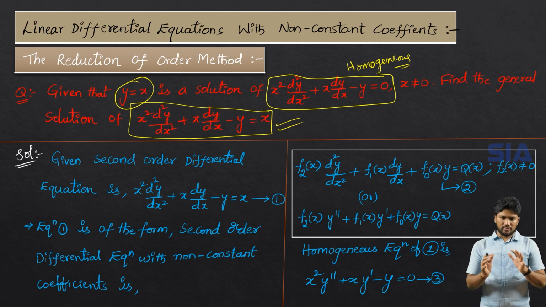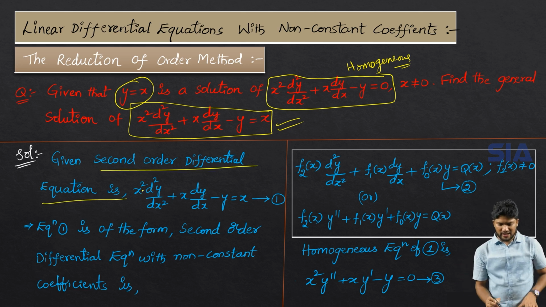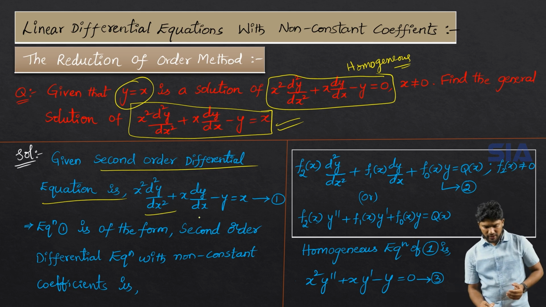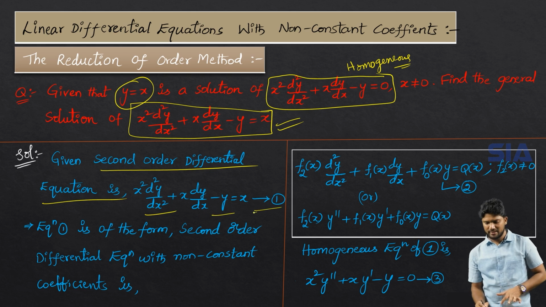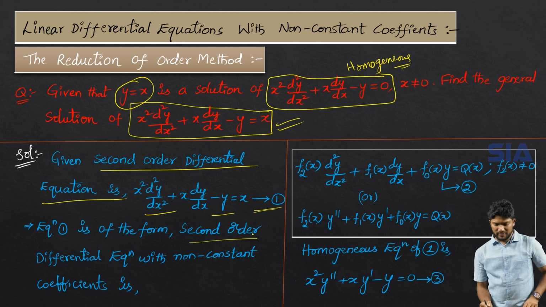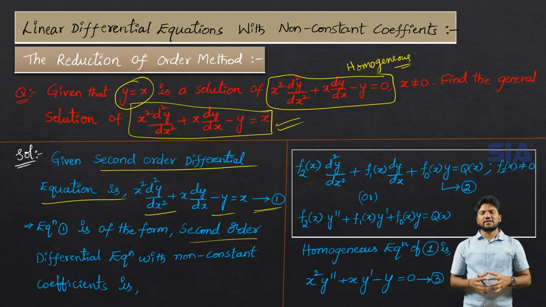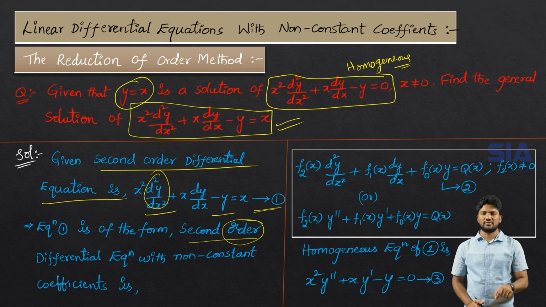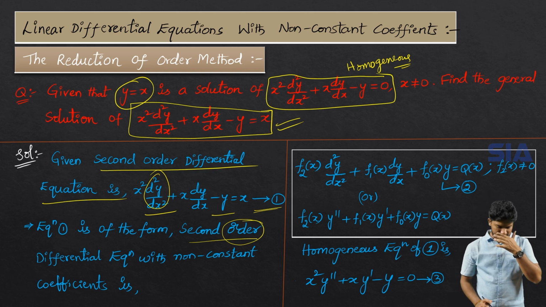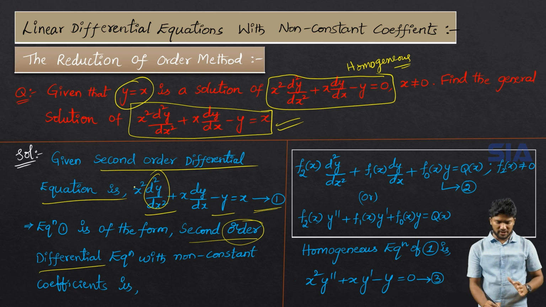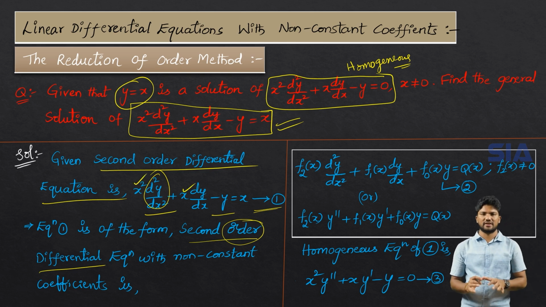Observe carefully. The given second order differential equation is x square into d square y by dx square plus x into dy by dx minus y is equal to small x. That second equation we are taking as equation number 1. Equation 1 is a second order differential equation with non-constant coefficients. Clearly you can see it is second order; the highest derivative occurring in equation 1 is second order. So that is a second order differential equation with non-constant coefficients. You know very well the coefficients are variables, x square and x, instead of numbers.